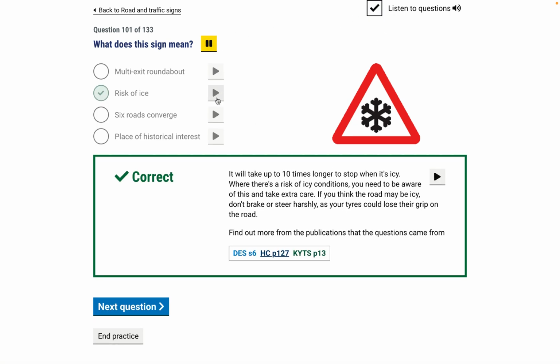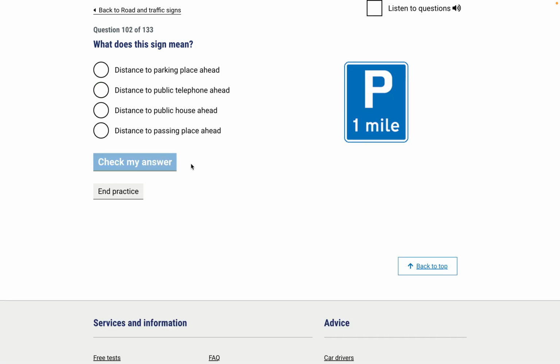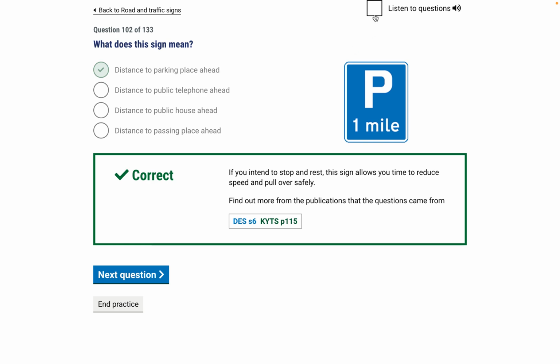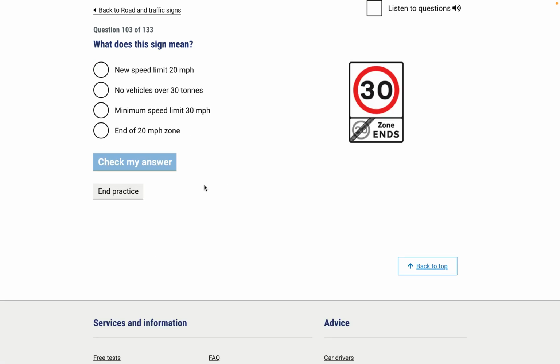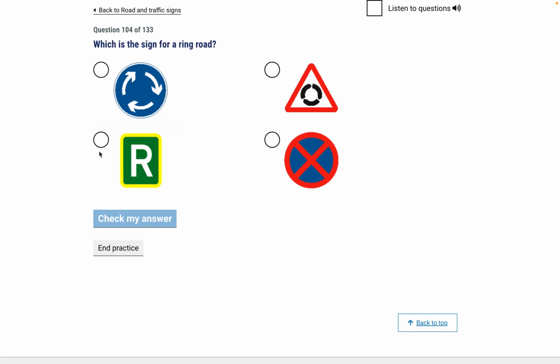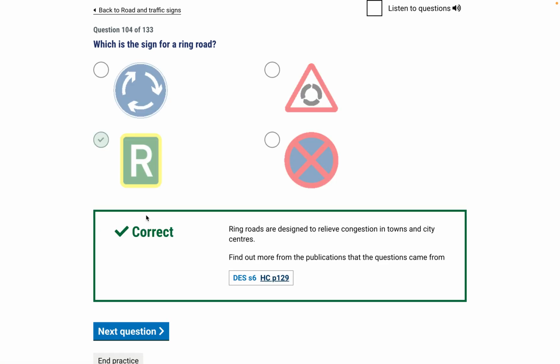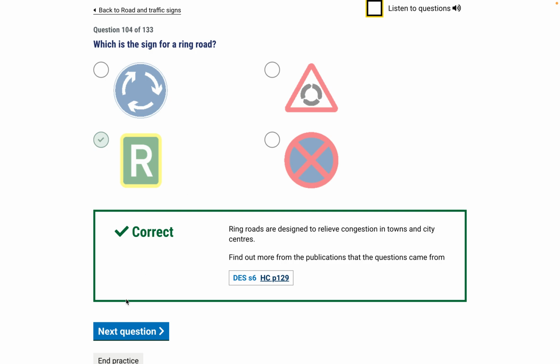What does this sign mean? Risk of ice. What does this sign mean? Distance to parking place ahead. What does this sign mean? End of 20 miles per hour zone. Which is the sign for a ring road?